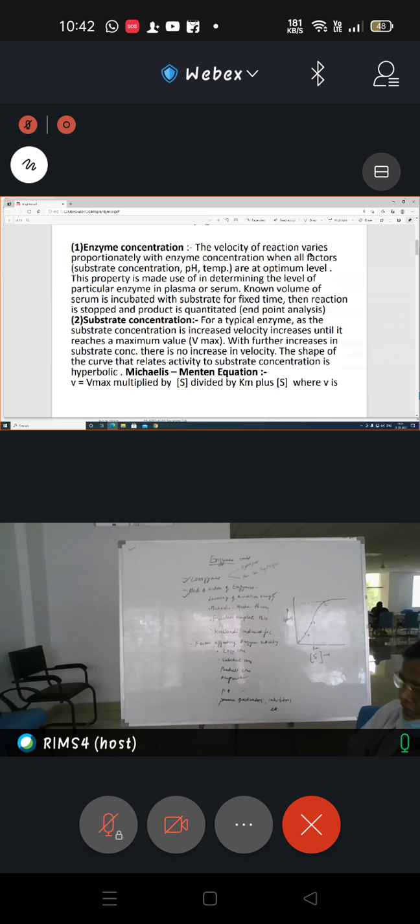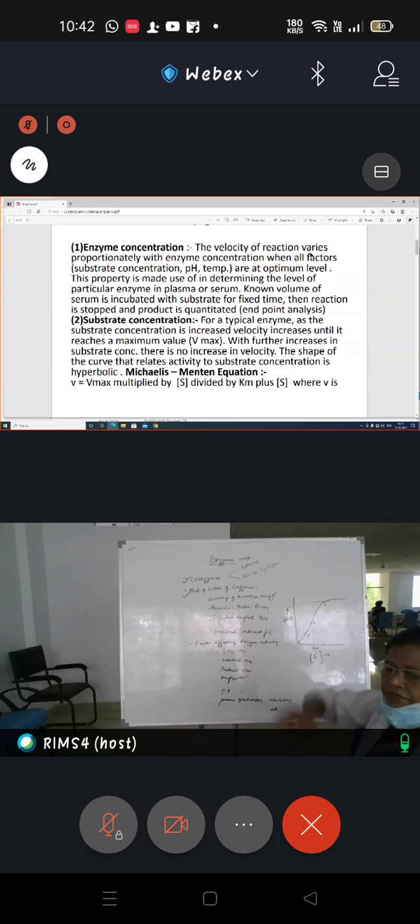When the concentration is being increased, the rate of reaction is directly proportional to the substrate concentration. You can see here that when the substrate concentration is increased, there is an increase in the rate of reaction. Now at B point, what is happening?